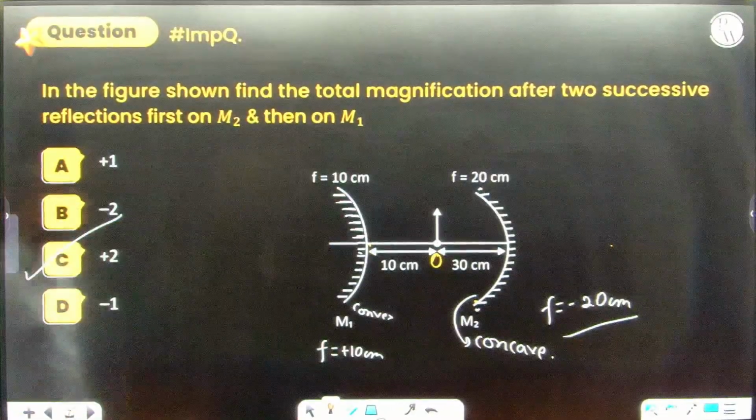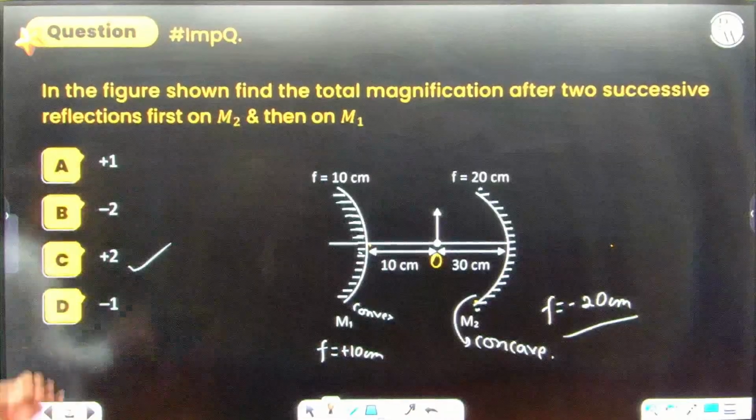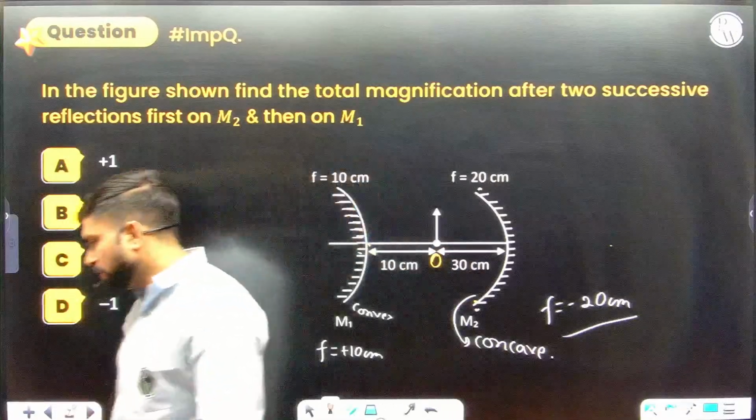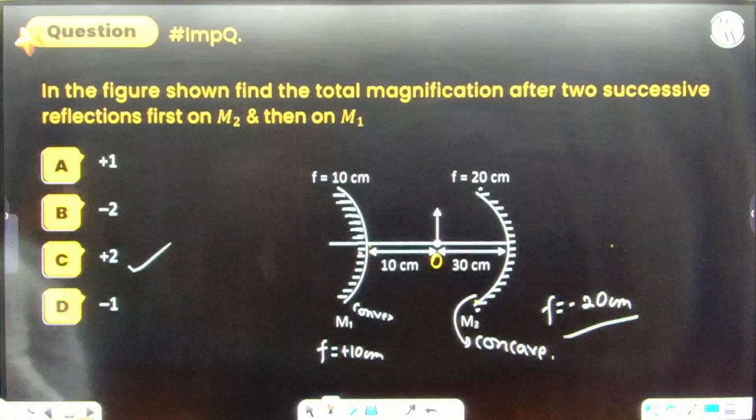Plus 2. Okay. This one here. Again, go through this problem. Just follow the step by step process and you are going to get the answer very easily. Let's move on further to the next problem.